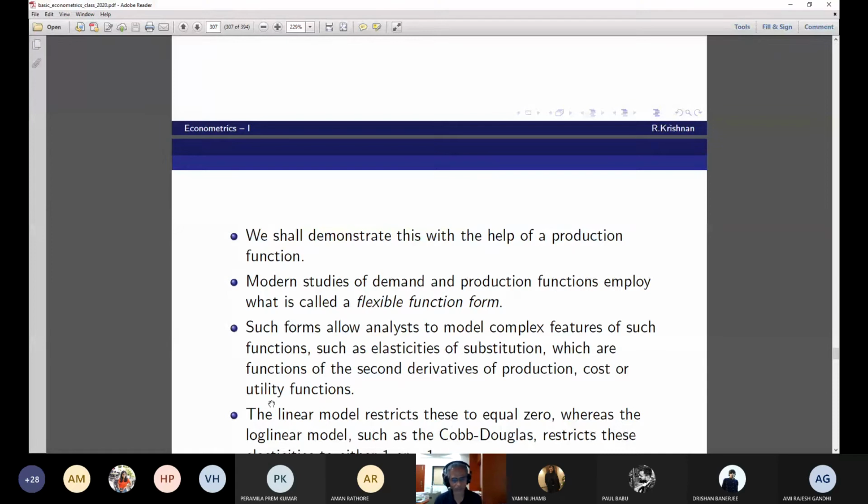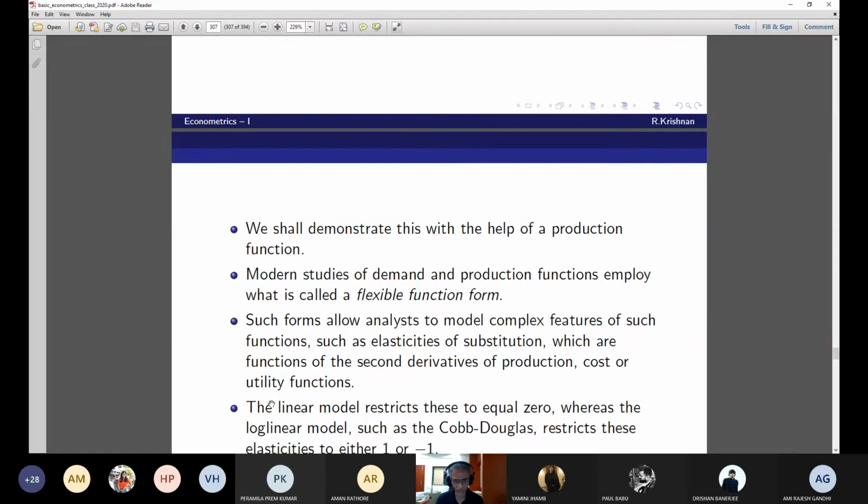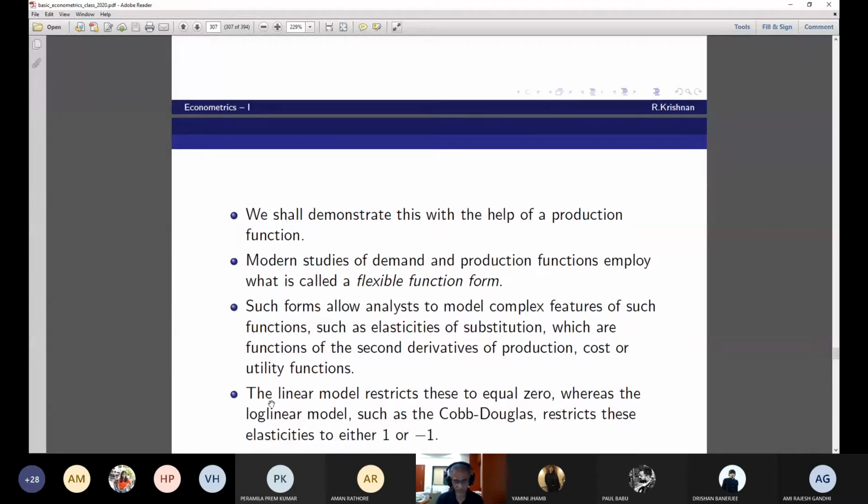Let's continue with the bullet point. The second bullet point is: the modern studies of demand and production functions employ what is called a flexible functional form. Such forms allow analysts to model complex features such as elasticities of substitution, which are functions of the second derivatives of production, cost or utility function. So in this, you have to mention a form for the utility function. There is something called direct utility function and indirect utility functions. You must have definitely heard of this.